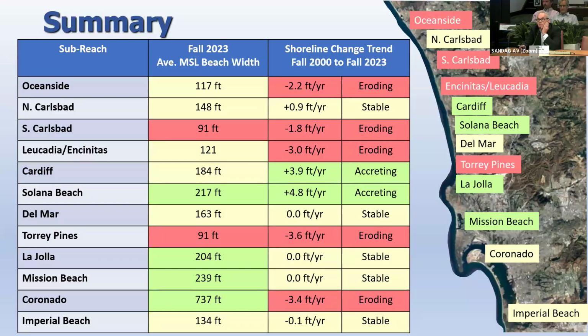So we talked about Cardiff being in really good shape, Solana being in good shape, and South Carlsbad, for example, being one of the areas that just can't hold on to sand.